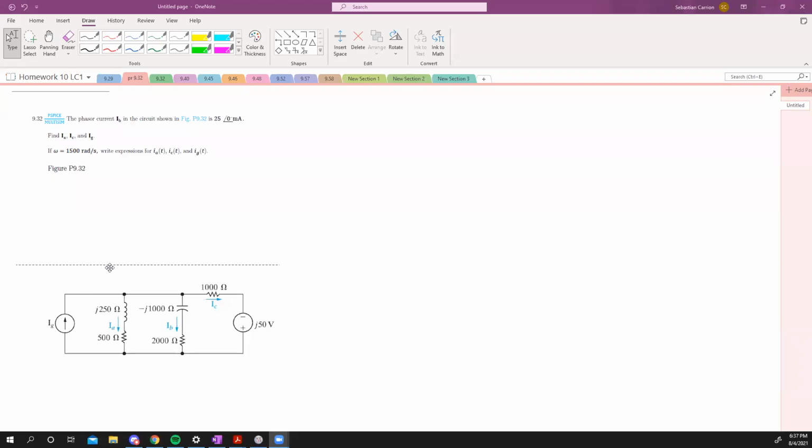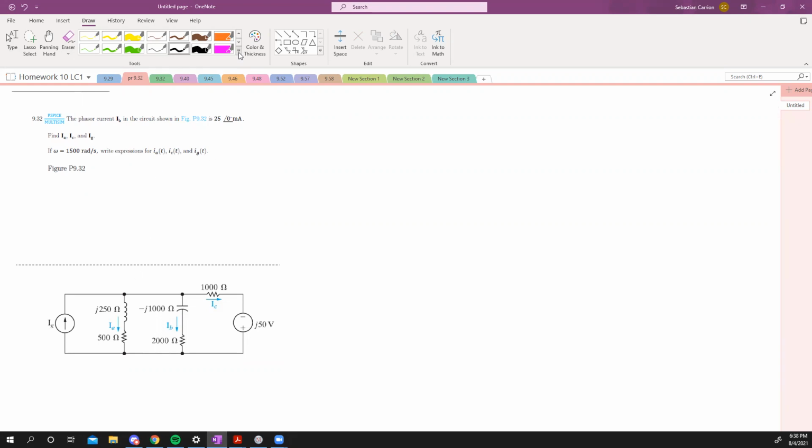Okay, we've got problem 9.32. It says the phasor current IB in the circuit shown is 25 milliamps with zero phase. Find IA, IC, and IG. If we know the angular frequency is 1500 rad per sec, write the expression for IA, IC, and IG.